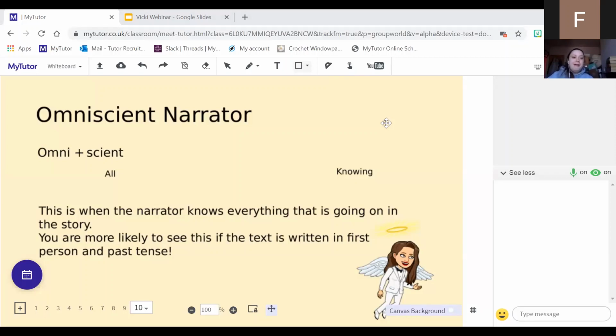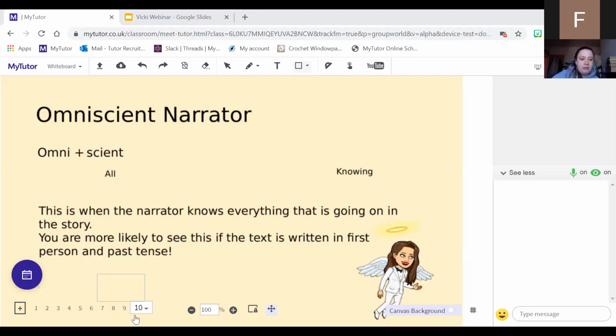I imagine that you've thought of that in terms of the characteristics of God. So omniscient, omnipotent, omnibenevolent, which means all loving. There's another one as well, but I can't think what it is. So yeah, don't worry about them too much, just worry about omniscient narrator.